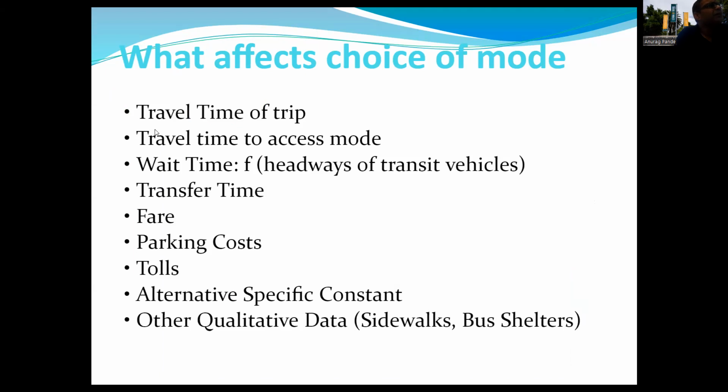It's the travel time to access the mode. For example, if you're taking the bus, how much time does it take to actually get to the bus stop? Wait time, a function of headways of transit vehicles, like how quickly does the bus come? Does it come every 15 minutes or every hour? If it comes every hour, you're less likely to take the bus because it's not going to provide you with flexibility of your arrival time. So that's going to be an issue. If there is a shorter headway, you're more likely to take transit.